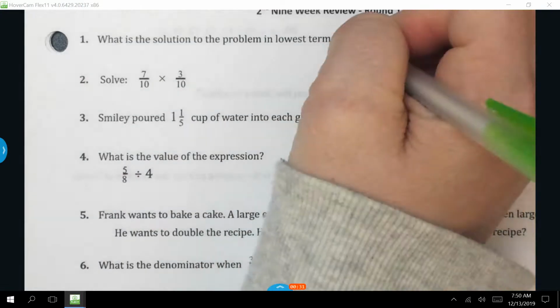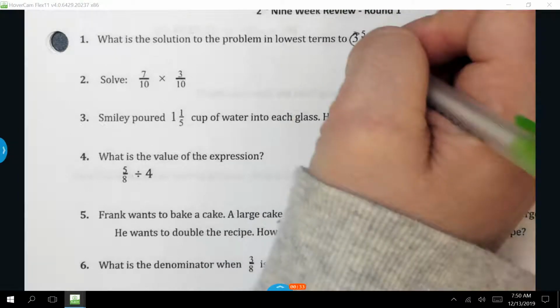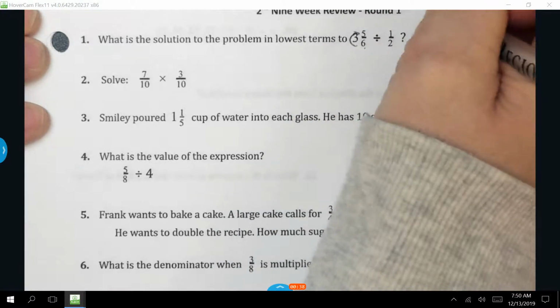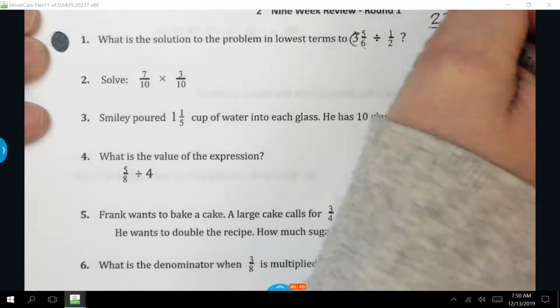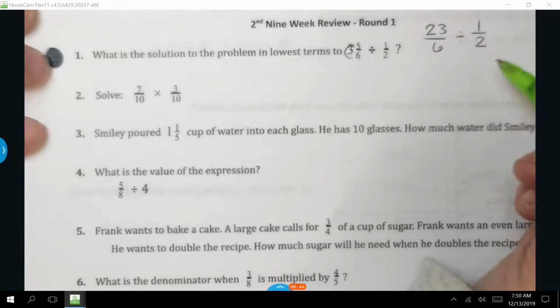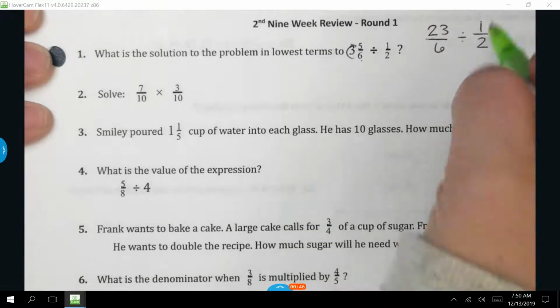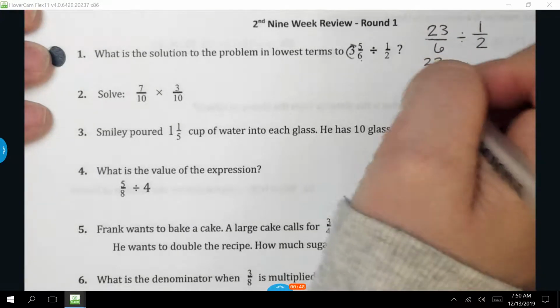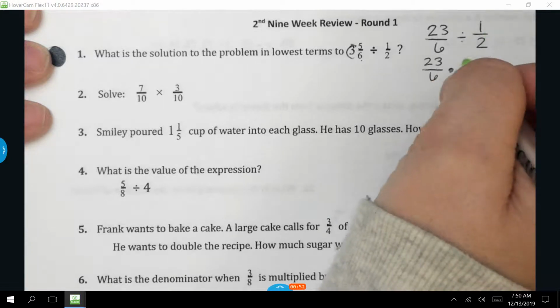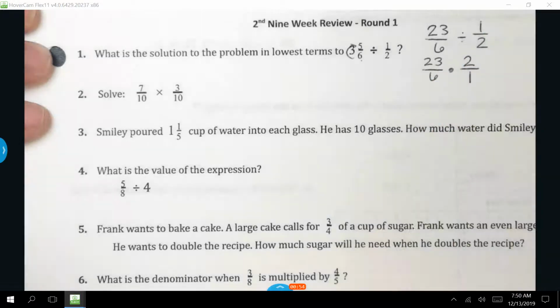Yeah, so we're going to make this improper first. So 6 times 3 is? 18 plus 5. So I get 23 over 6 divided by 1/2. Now I can keep, change, flip like Martina said. So I'm going to keep 23 over 6. Change it to multiplication, and then flip that second fraction.